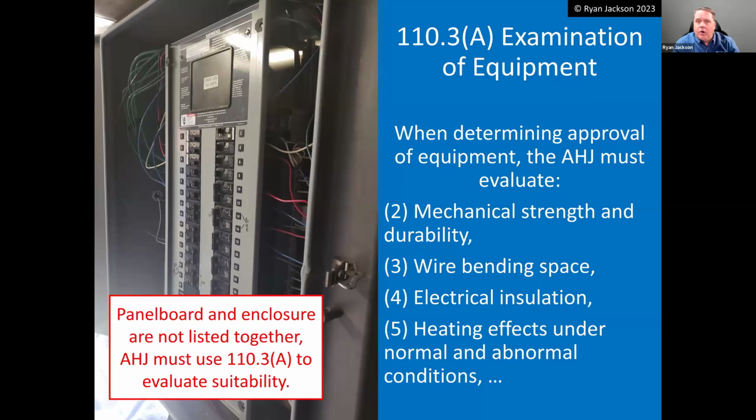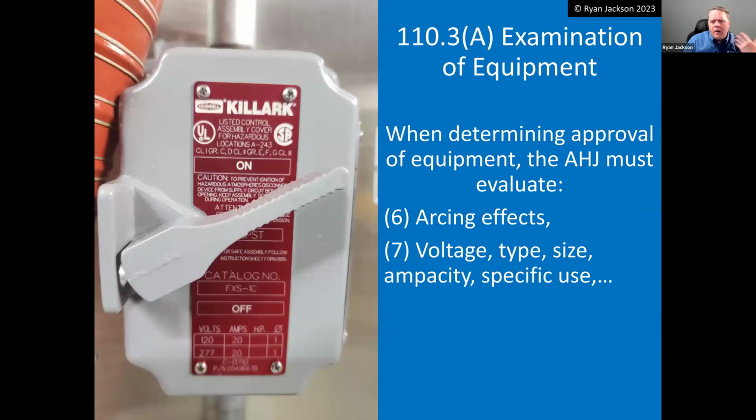Well, that's where you go back through 110.3(A), and you can kind of use it as a checklist. You can say, okay, number one, does this comply with the NEC? Yes, panelboards have to have a dead front and they have to be in a box. It is. Mechanical strength and durability, wire bending space. Looks like we got all sorts of space. Electrical insulation, heating effects, right? Arcing effects, voltage, type, size, ampacity, specific use. All of these things need to be evaluated when we're looking at electrical equipment.